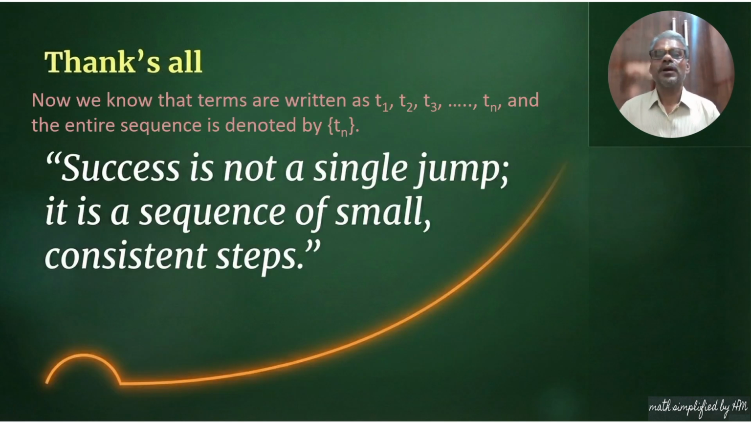To wrap up our session on decoding sequences, now we know that terms are written as T1, T2, T3, Tn, and the entire sequence is denoted by Tn. This relates to our real life. Success is not a single jump, it is a sequence of small, consistent steps. The key takeaway is that in an infinite sequence, every single positive integer n has its own unique term Tn. The pattern never truly ends.